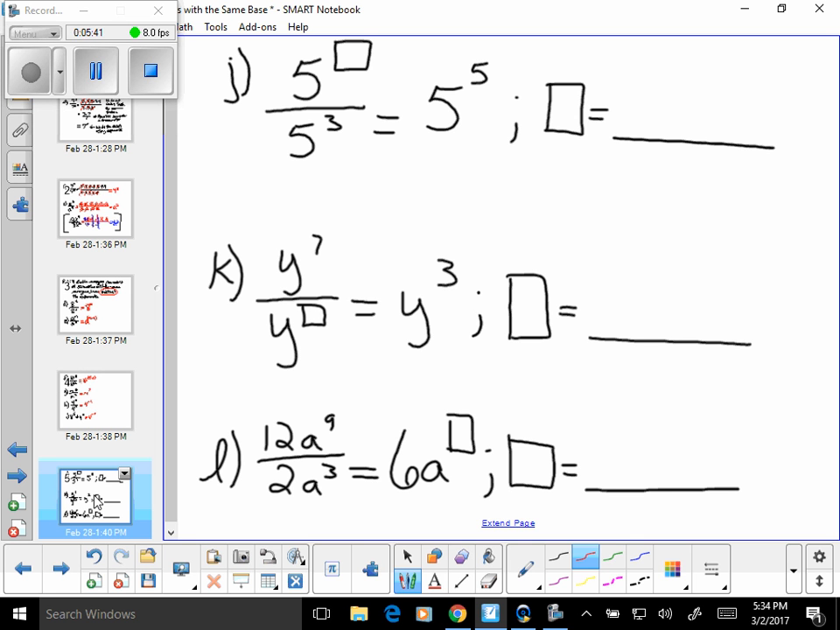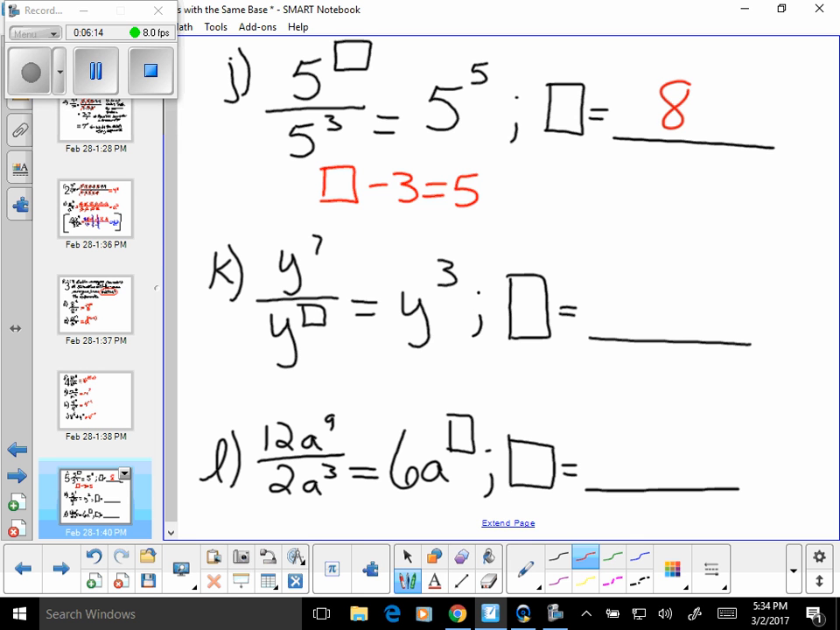Okay, we have 5 raised to some number divided by 5 to the third, and our answer is going to be 5 to the fifth. The way I tell students to do this is think to yourself, okay, that square minus 3 has to equal 5. All right, now let's use your reasoning skills that you learned when you were younger. What number, take away 3, equals 5? Yes, 8.